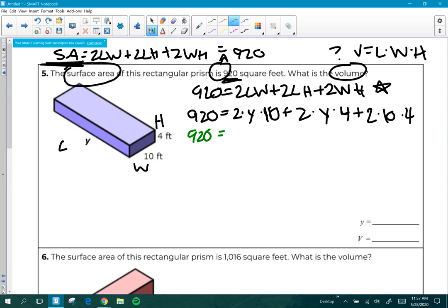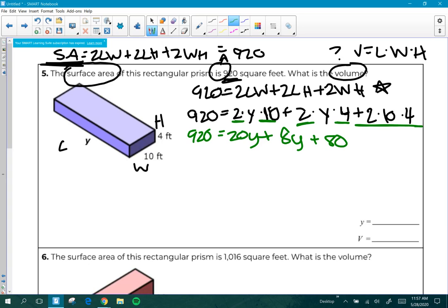And then I have 2 times y times 10. Well, I can simplify that 2 times 10. That's going to become 20, and then the y stays. Plus, here I have 2 times y times 4. Well, I can simplify that 2 times 4. That gives me 8y. Plus, and I can simplify this whole thing, 2 times 10 times 4, and that becomes 80.